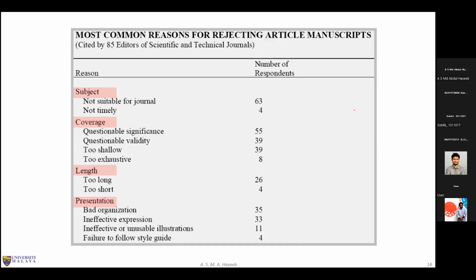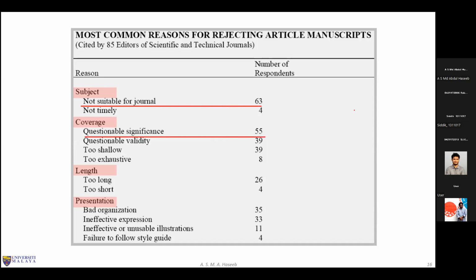Some specific reasons why a paper is rejected. So this was a survey done among 85 editors of scientific journals. One of the major reasons why the paper is rejected is that the authors did not send it to the right journal. So please be careful. Choose your journal very, very carefully.